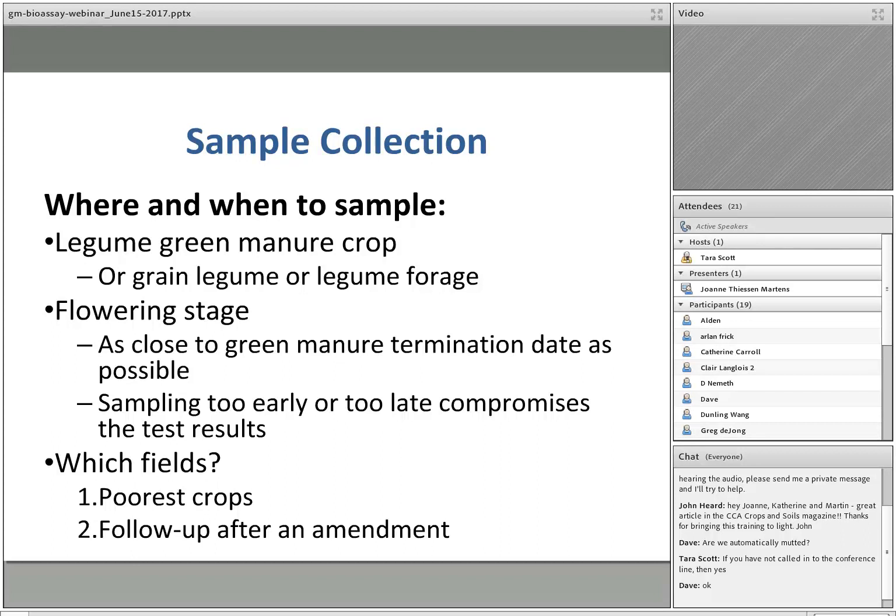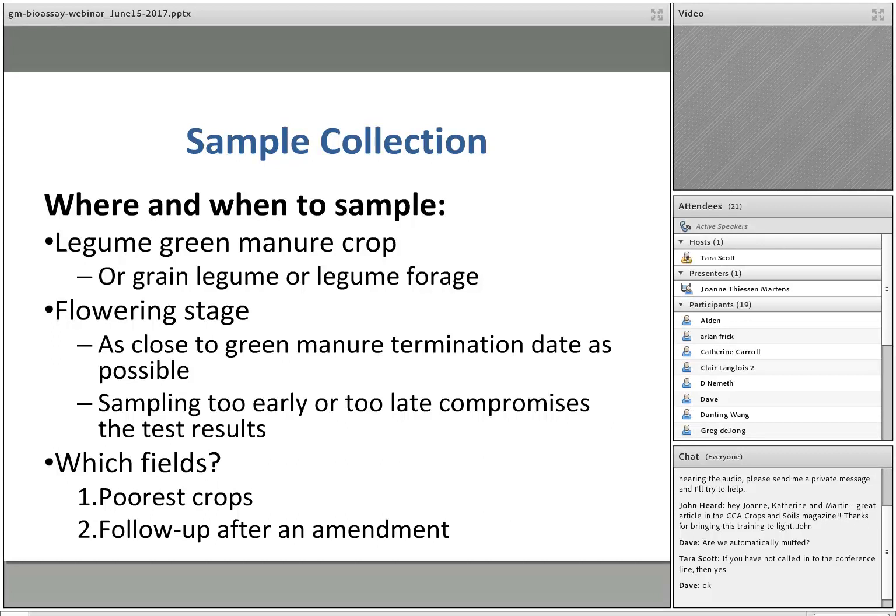So if there is no legume green manure crop, a next best choice of crop would be a grain legume, a pulse crop like peas or lentils or soybeans, or a legume forage like a hay crop, as long as the legume is at least a semi-dominant presence in that mix. The key is to have a legume there providing nitrogen for itself and for any other crops that are in the mix there.